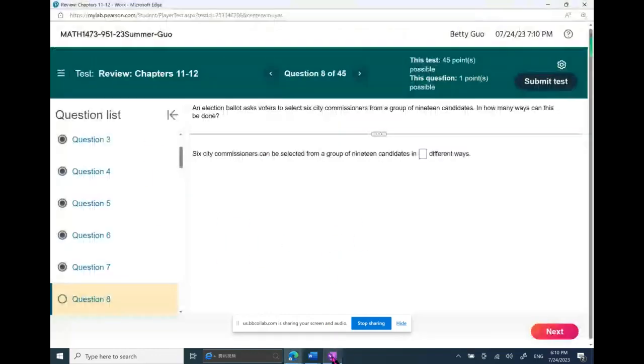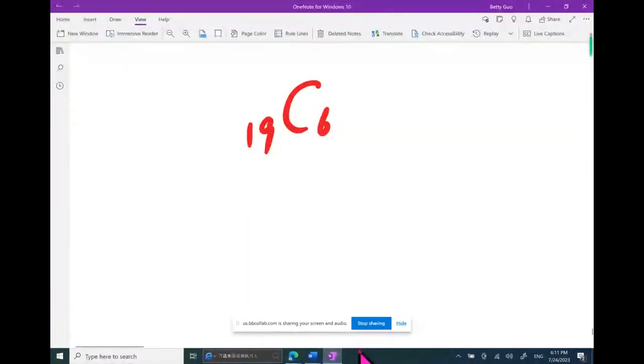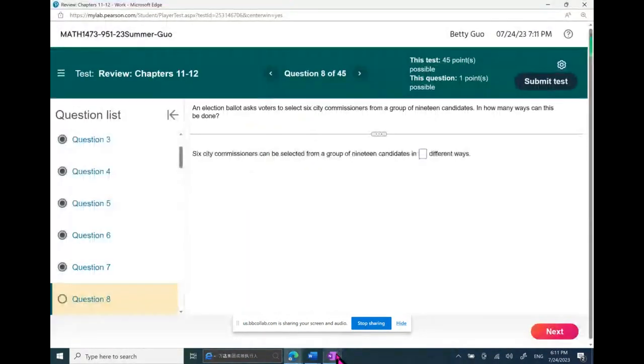Why is it combination and not permutation anymore? Because the order of the 6 people that are going to be selected to be the commissioners doesn't matter. It doesn't say president or vice president or any positions, right? All that matters is to select a subgroup of size 6 from the total of 19 candidates. So it's a C619. Let me double check the number.